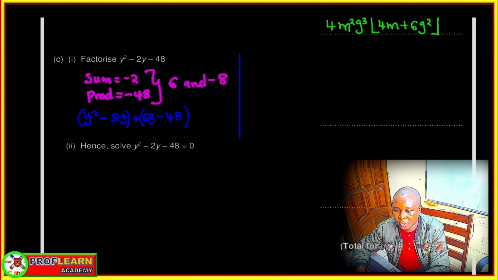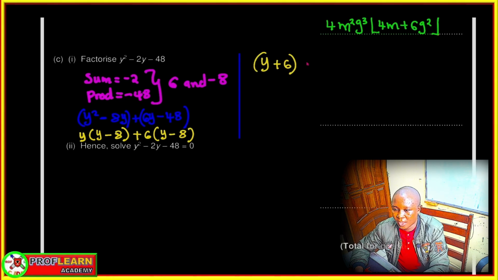Then we're going to group these two together. We factorize, we factor out what's common. In the first bracket we shall factor out y, we remain with y minus 8. In the second bracket we're going to factor out 6, we remain with y minus 8. Then we can write this as y plus 6 into y minus 8, and this is now the factorized form of the expression.